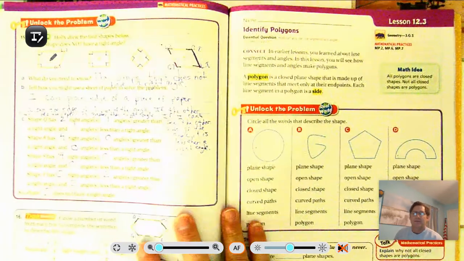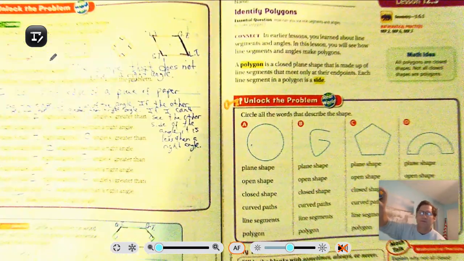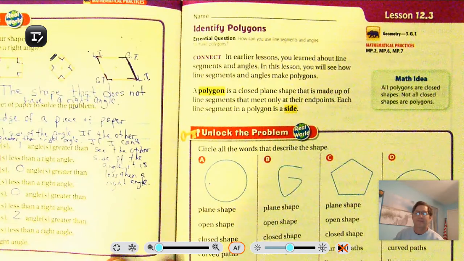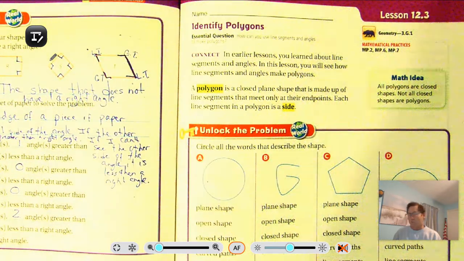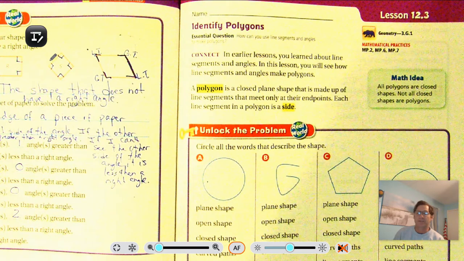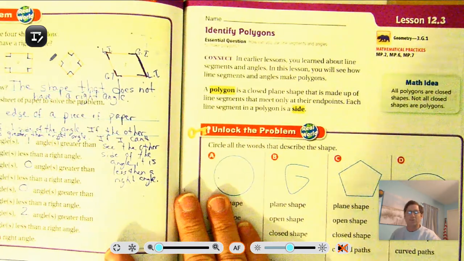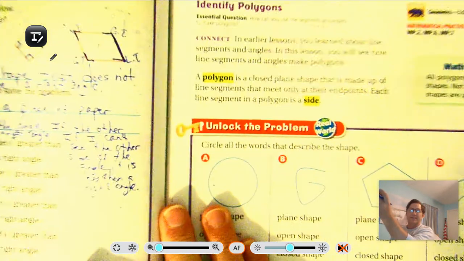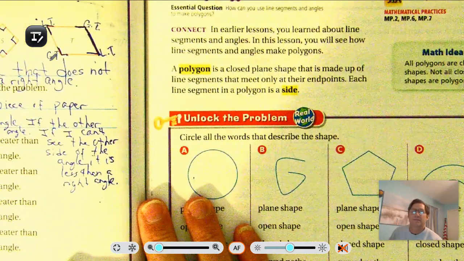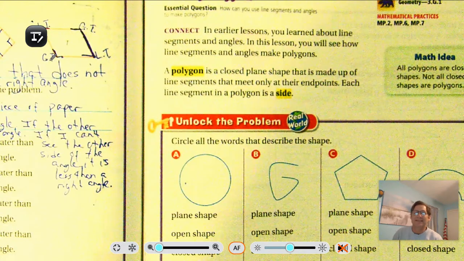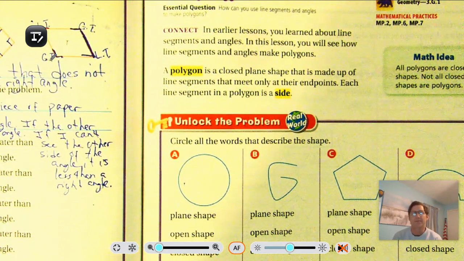Hello everybody. So let's continue with lesson 12.3, Identify Polygons. We are on page 513 of the third grade Go Math textbook. Our essential question we should be able to answer by the end of the lesson is how can you use line segments and angles to make polygons?